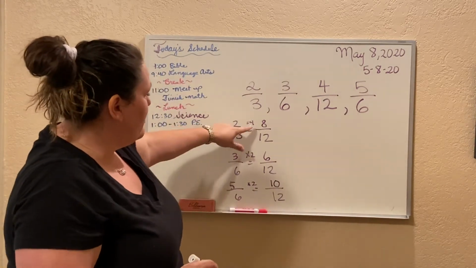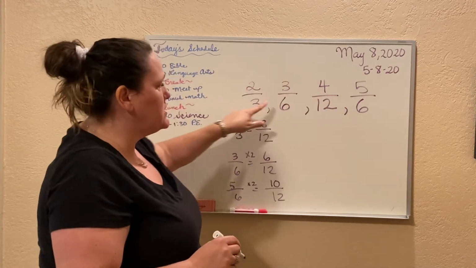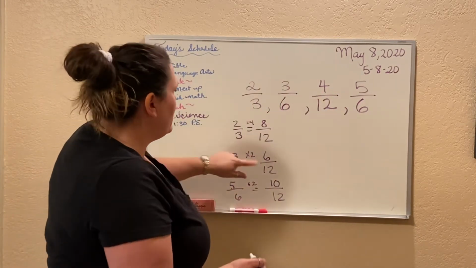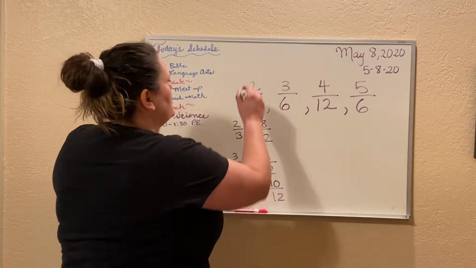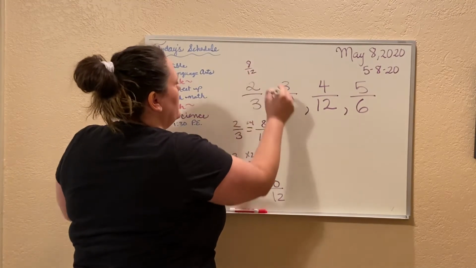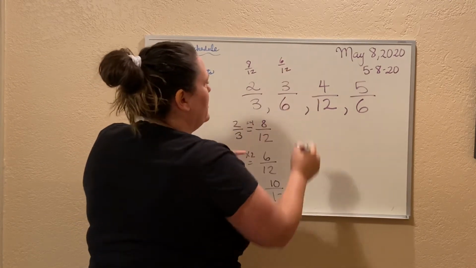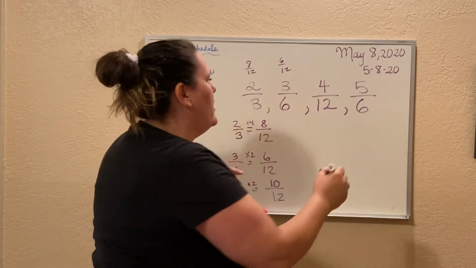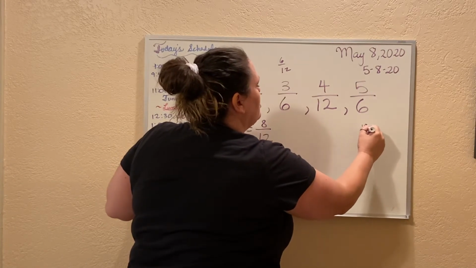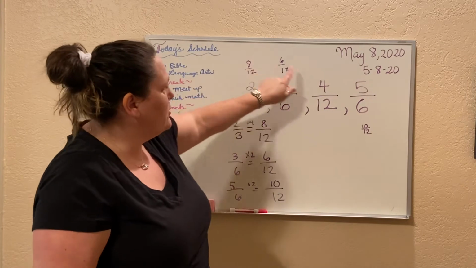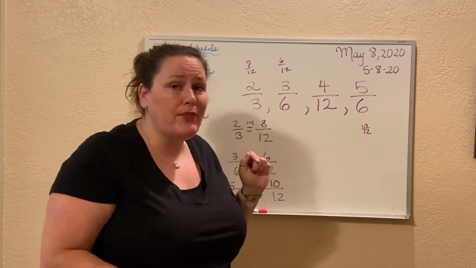So now we have all of our numbers with 12 as the common denominator. So now I can say 2/3 is equal to 8/12. 3/6 is equal to 6/12. This one already has a 12. And 5/6 is equal to 10/12. Then we take all of our numerators and put them in order.